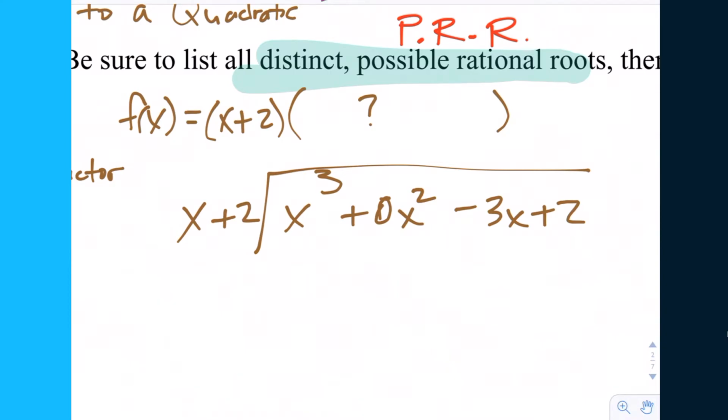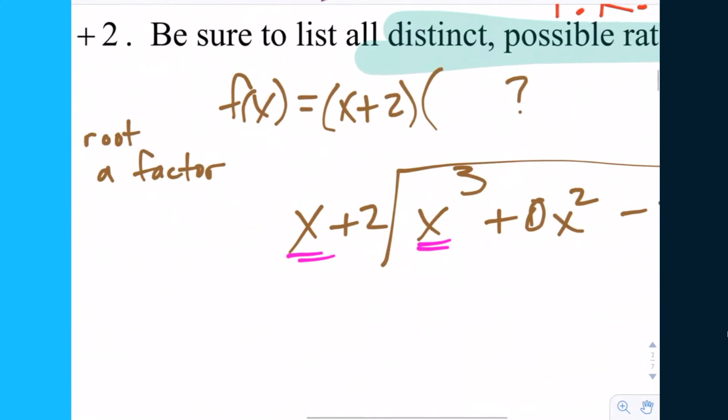Once you have everything written in descending order, you look at the first term of the divisor and the first term of the dividend, and you see how many times that first term in the divisor goes into the dividend. In other words, x times what is x cubed? Or, here's another way to think about it: what is x cubed divided by x? x squared. So that goes up here in the first spot. If you're not sure, take your dividend and divide it by your divisor. We're just looking at the first terms. x cubed divided by x is x squared.